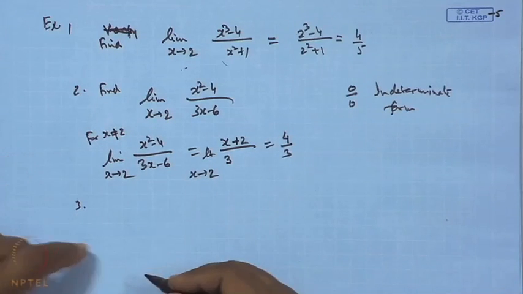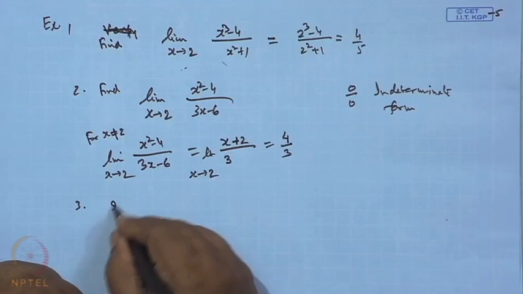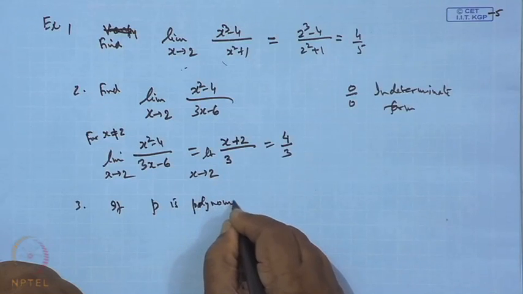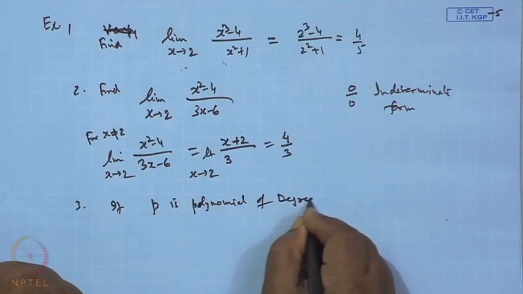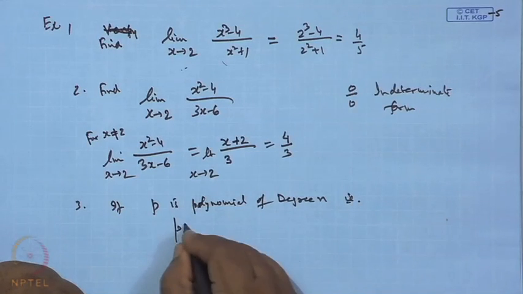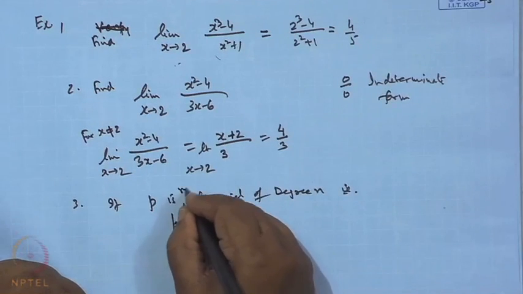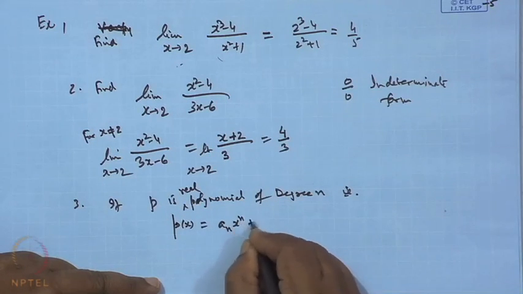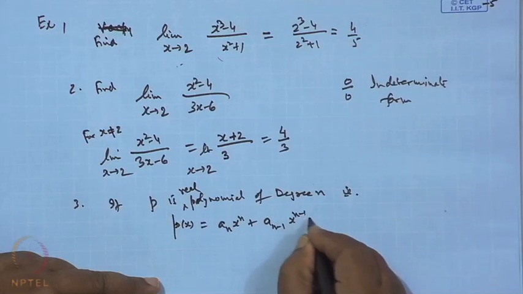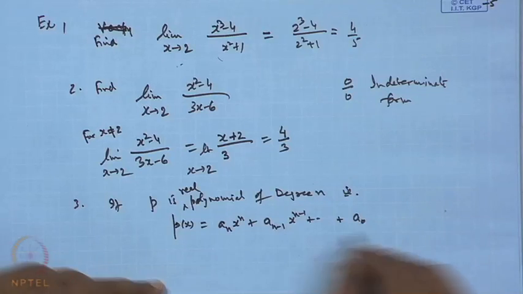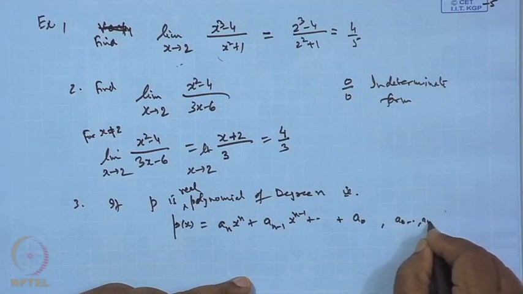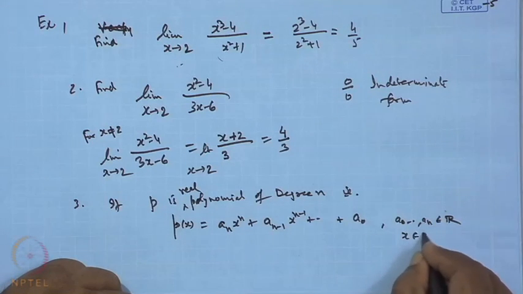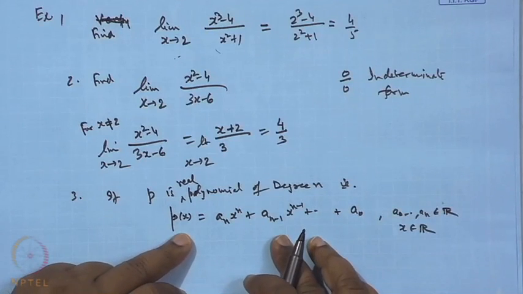Now, third is, suppose p is a polynomial of degree n, that is p(x) is of the form, a real polynomial of degree n. So, it is of the form, say, a_n x to the power n plus a_{n-1} x^{n-1} plus ... plus a_0, where a_0, a_1, a_2, ..., a_n are all real numbers. Okay. x belongs to R. So, p(x) is a polynomial of degree n.